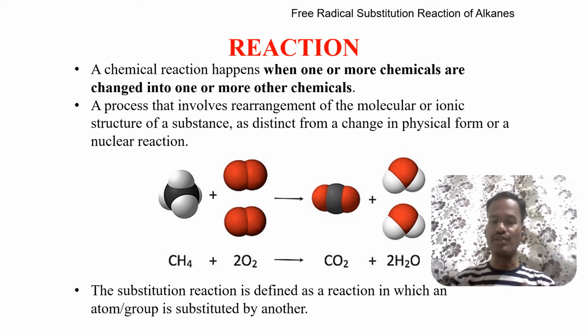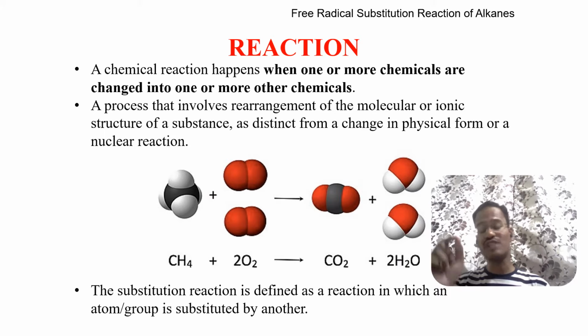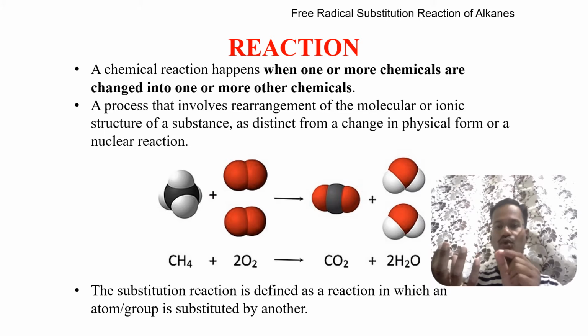Breaking of existing bonds and formation of new bonds is also called a reaction. A substitution reaction is defined as replacing an atom or group of atoms with another atom or group of atoms. For example, consider CH3. In CH3, one H is there, a single atom, that is hydrogen. If this hydrogen has been replaced with CH3, it is also considered a substitution reaction. Here, a single atom has been replaced with a group of atoms.